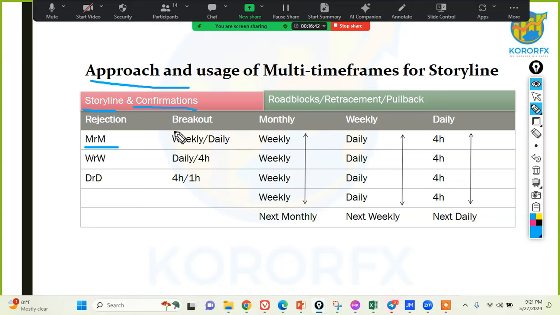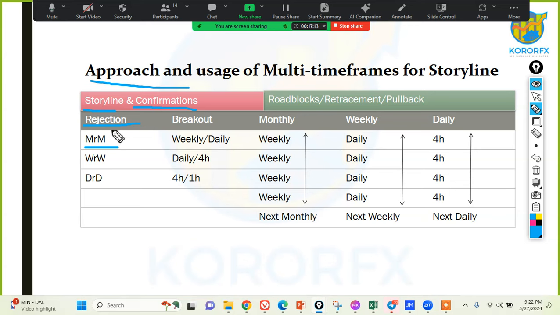Monthly rejects monthly. So whenever I get a rejection, that indicates that I have a storyline. Okay, I have a new direction. So storyline, order flow, or direction, they are the same in terms of word. If I say storyline, if I say direction, if I say order flow, they are the same. But what I want to tell you is, how does the storyline start and how does the storyline end?